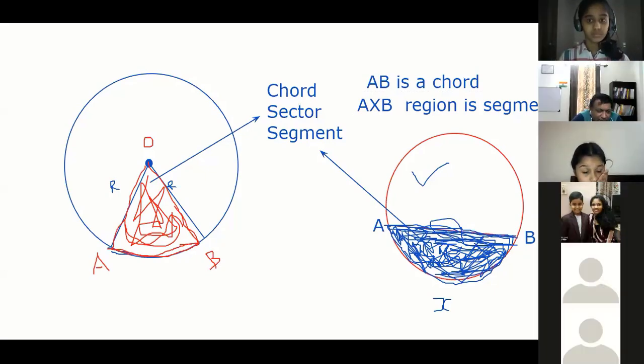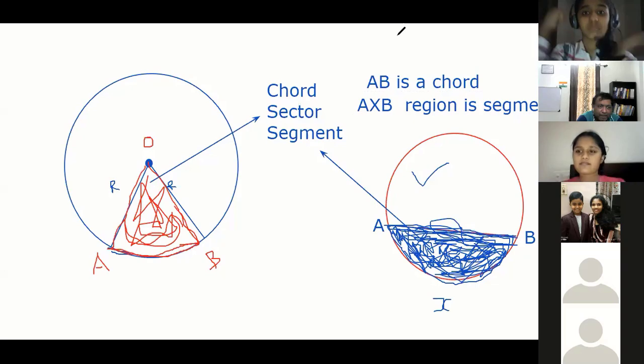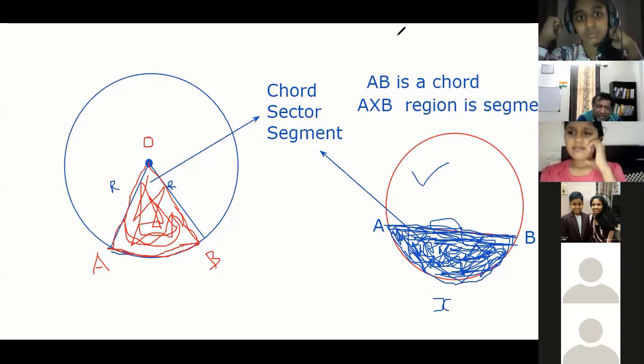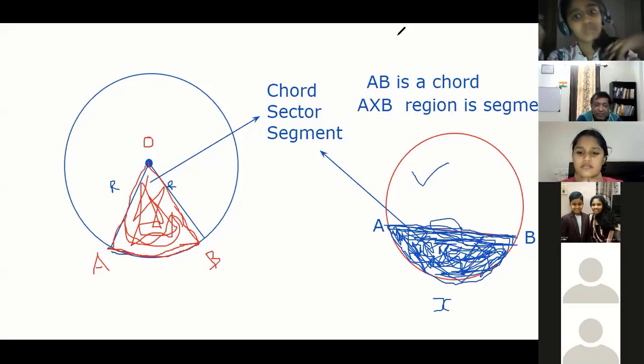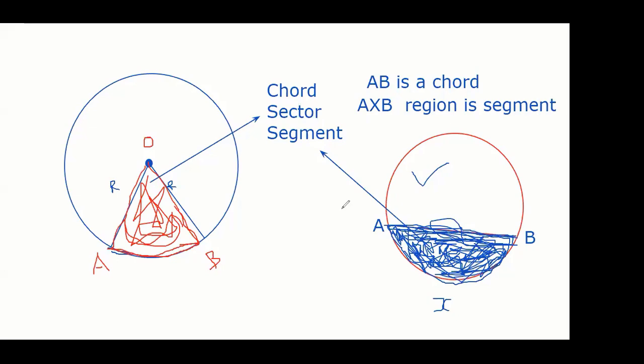Sir, can we say that a segment is a region of a circle which is cut off from the rest of the circle by a chord? Exactly, and that is how we define segment. We say segment is that region of a circle which is between a chord and the arc. So AB is the chord and AXB is the arc. The region between AB and AXB is the segment.